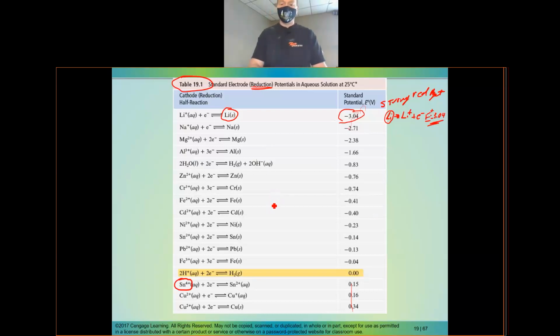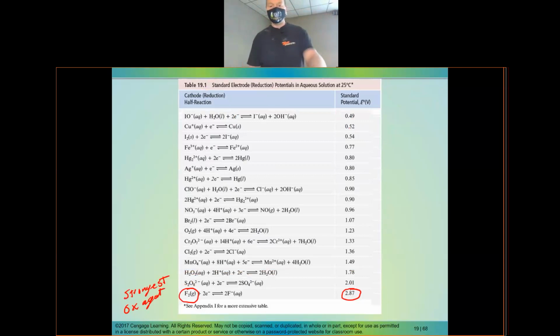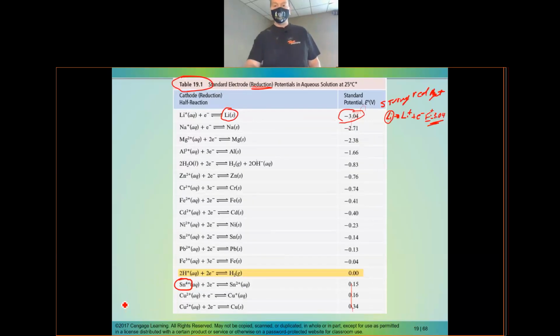All right, so you're going to be given charts and you're going to have to tell which one is the strongest oxidizing agent, which one is the weakest oxidizing agent, which one is the strongest reducing agent, which one is the weakest reducing agent. The one that most spontaneously does a reduction is the strongest oxidizing agent. The one that does the strongest oxidation half reaction is the strongest reducing agent.